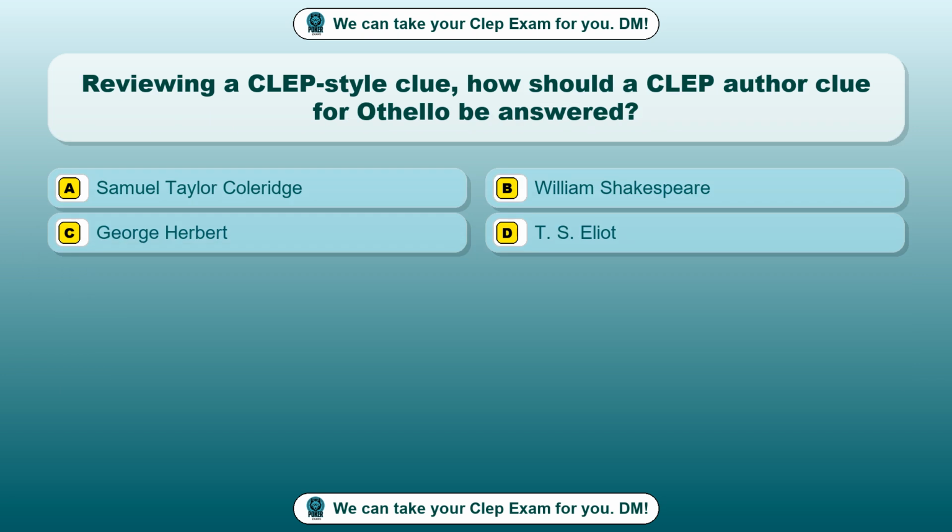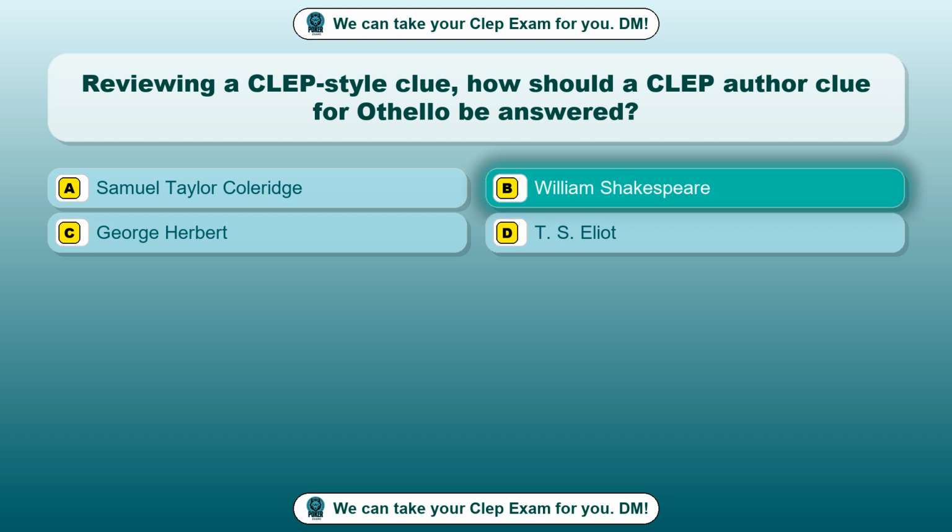Question 39. Reviewing a CLEP-style clue. How should a CLEP author clue for Othello be answered? Option A. Samuel Taylor Coleridge. Option B. William Shakespeare. Option C. George Herbert. Option D. T.S. Eliot. The correct answer is option B.